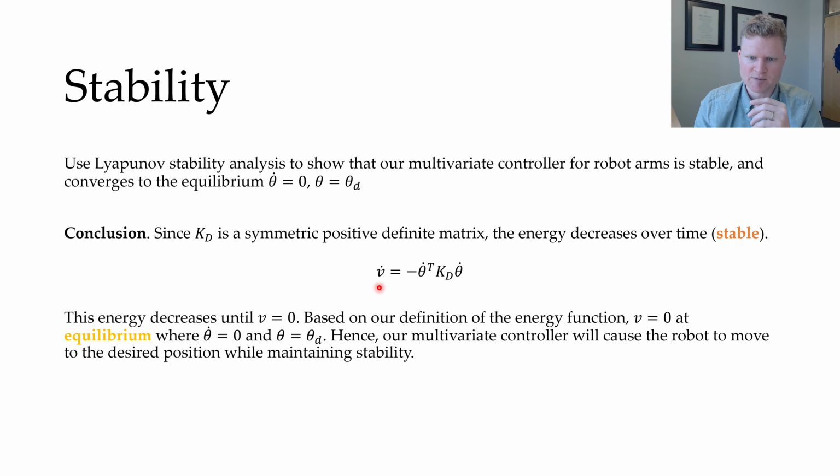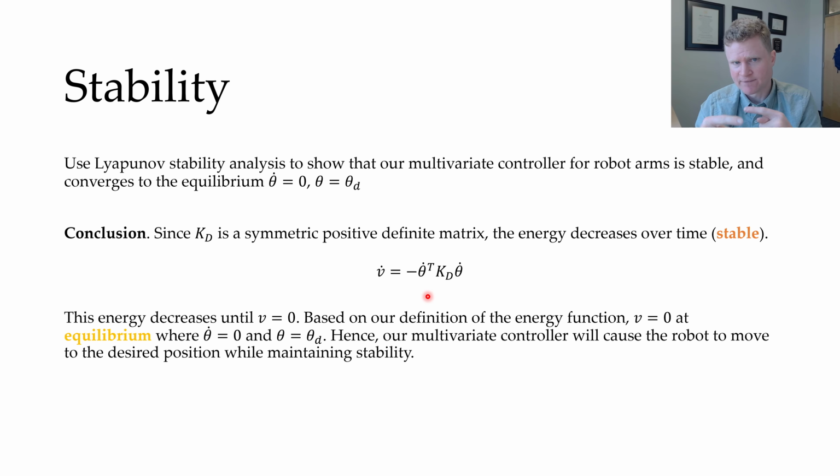And to understand this a little bit better, remember that KD, that is a gain matrix that we get to pick. And a good choice might be a symmetric positive definite matrix, because if I choose KD to be a symmetric positive definite matrix, then this multiplication will always be positive no matter what value I have, except for when theta dot is equal to 0, and then a minus sign in front of that. So I'm always going to have some sort of negative value here. So my energy is going to be decreasing in my system. So that means my system is stable.